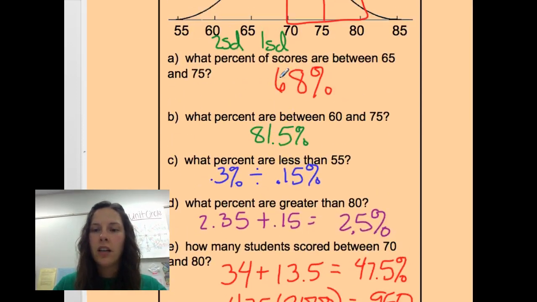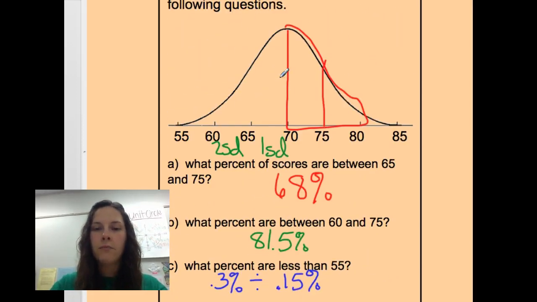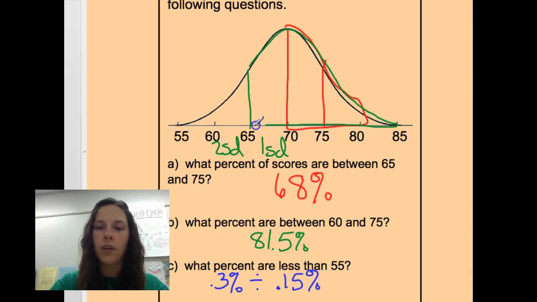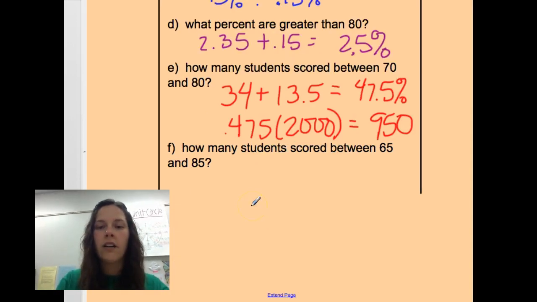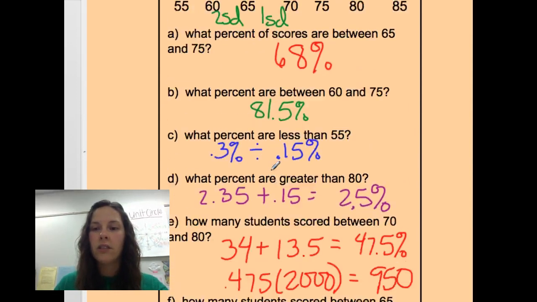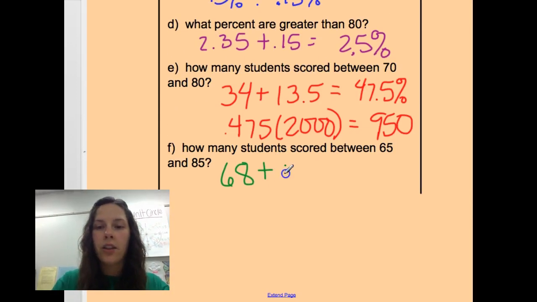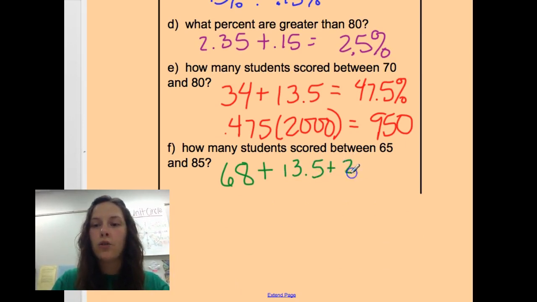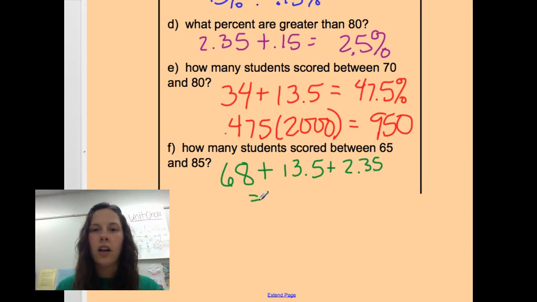So when we look at our graph again, 65 is 1 standard deviation below the mean, and all the way up to 85. So we have 68% for within 1 standard deviation of the mean. That's second and third standard deviations above the mean. We add 13.5% plus that 2.35%.